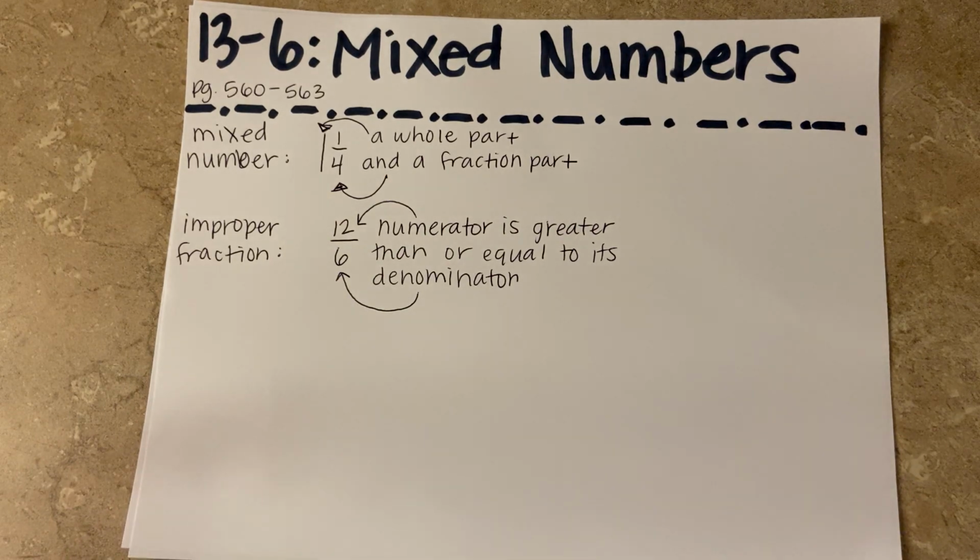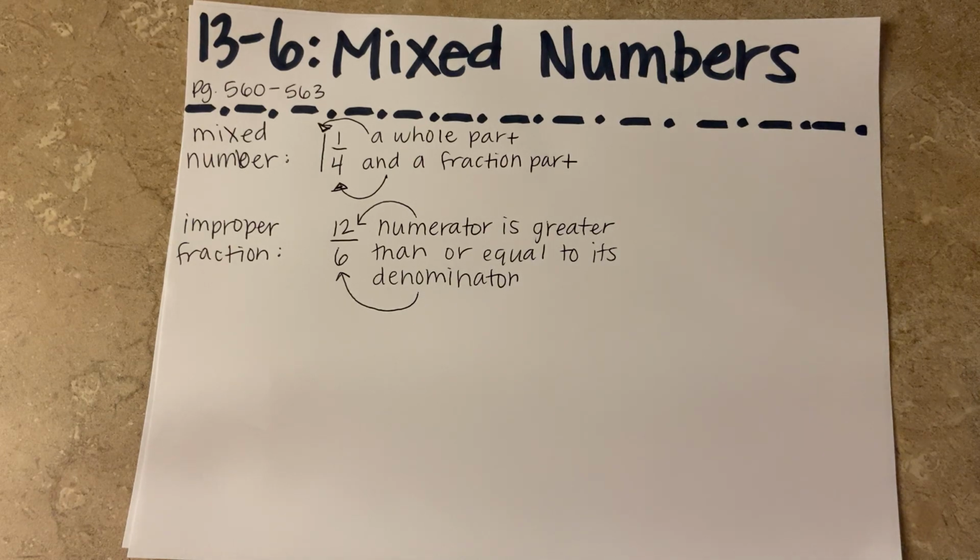Okay, so let's do an example together. What fraction of a pie does Naiko have left? Each pie has 5 slices and there are 7 slices left. So we can think about it as a mixed number, or we can think about it as an improper fraction. So let's look at a mixed number.